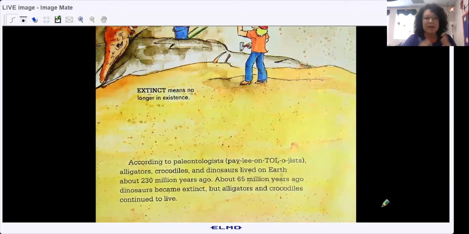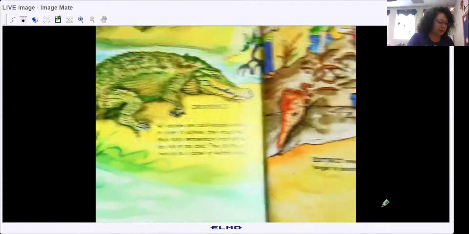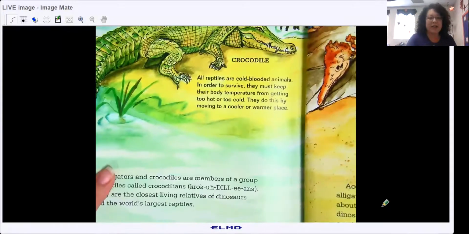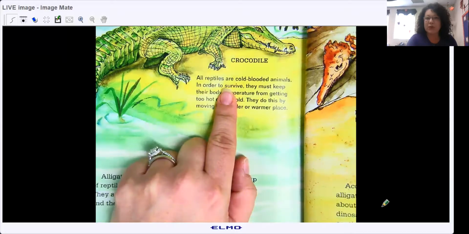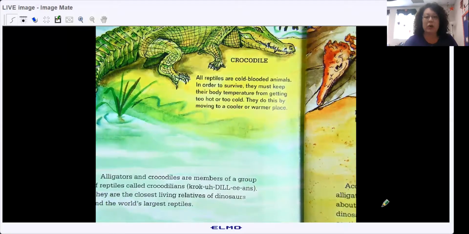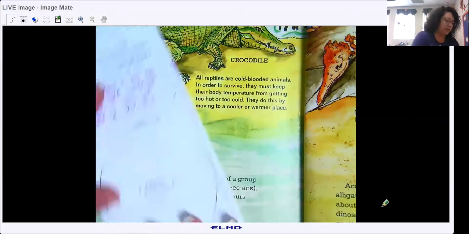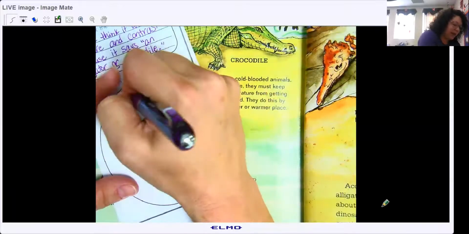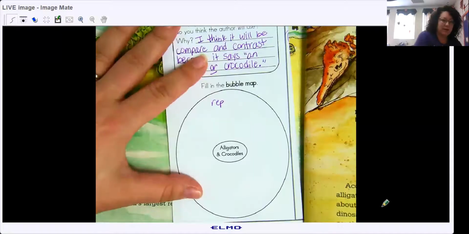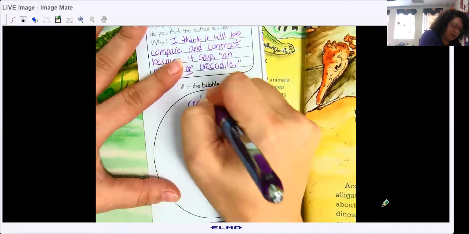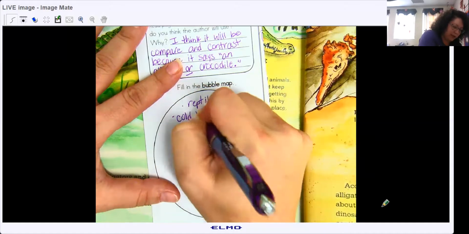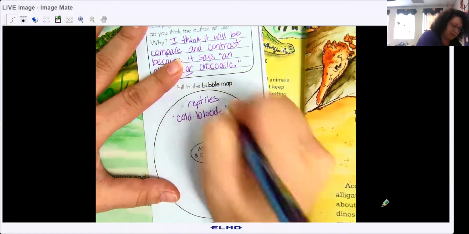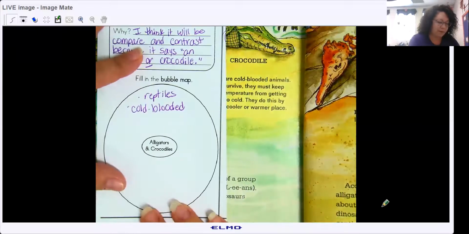So now let's talk about some things that are similar about alligators and crocodiles. On this page, it says they are reptiles. And right here in this caption, we read, all reptiles are cold-blooded animals. So what is the same? They are reptiles. And they are cold-blooded. Okay.